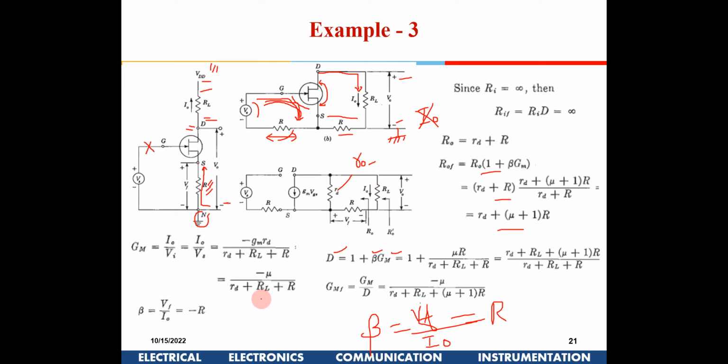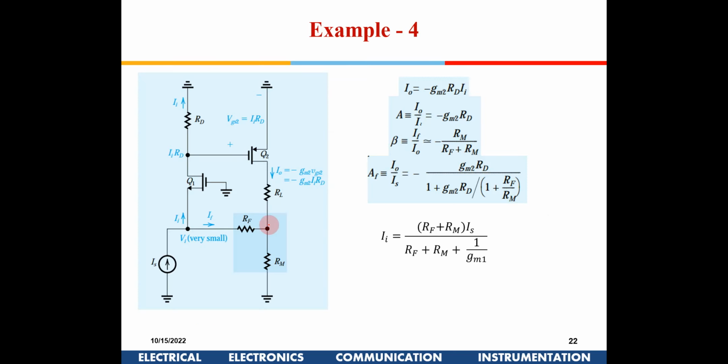For beta, why is it negative? Because here we are saying this current is going to the top. This is the positive terminal. So this voltage will be developed like this, right? And this is going to oppose this voltage. So that is why this negative is given here. Okay.